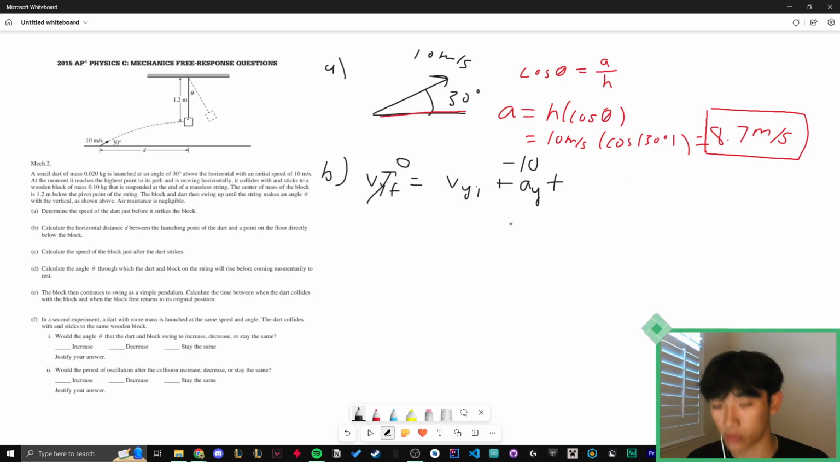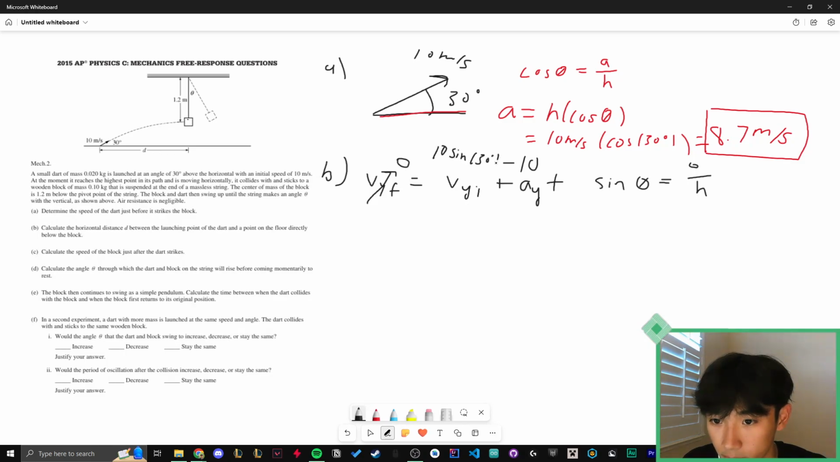And Vy initial, do we know what Vy initial is? Well, using a similar case as in part A, we can just use this line, which is basically the opposite. And if you use SOHCAHTOA, sine theta is equal to opposite over hypotenuse, with the opposite being what Vy is going to be. So Vy initial is basically just going to be 10 meters per second times sine of 30 degrees, right?